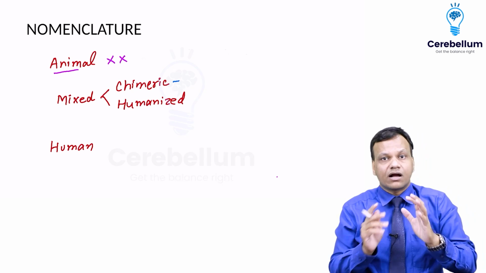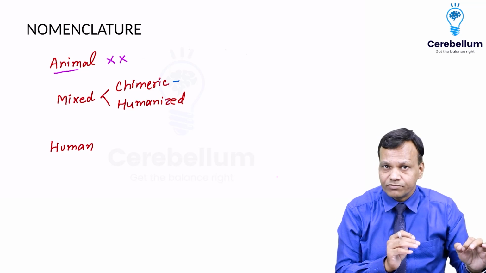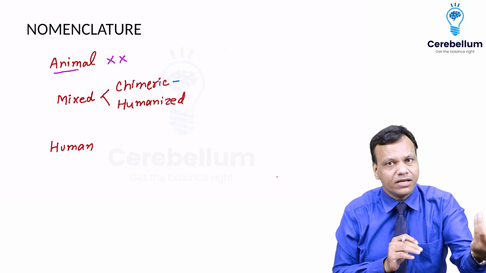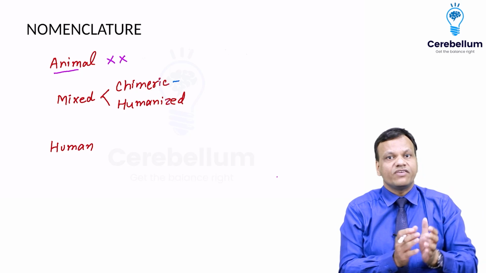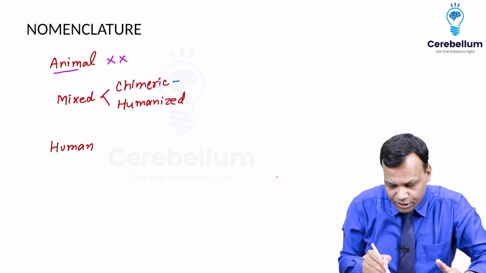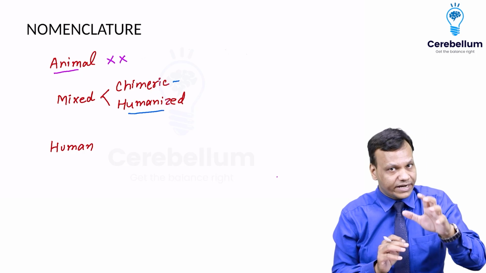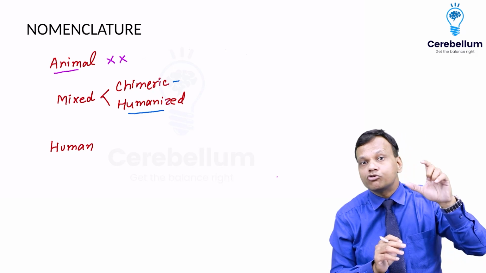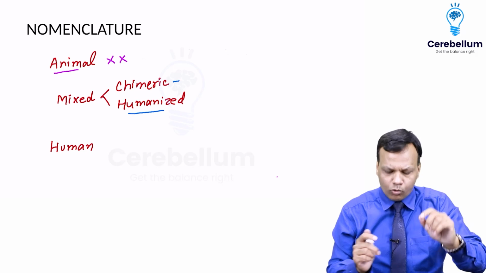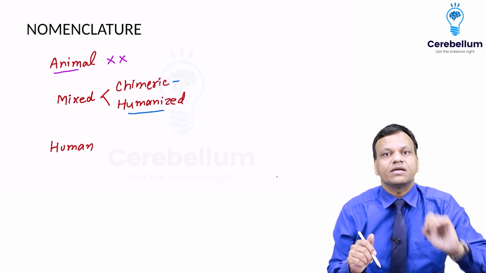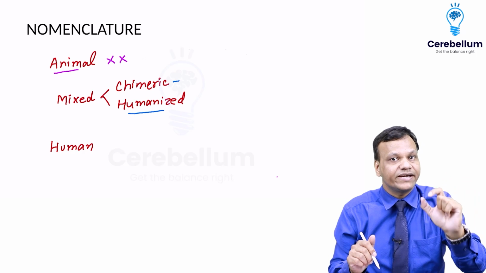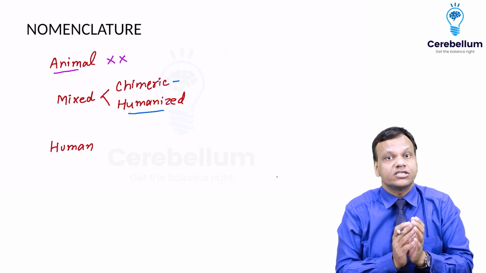50-50 means the constant region is human and variable region is animal. So constant region is human, variable region is animal. Whereas humanized means most of it is human. That means constant is human, obviously, and even most of the variable is also human. Only the hypervariable region is animal. So CDR, complementarity determining region, is animal, rest all is human.